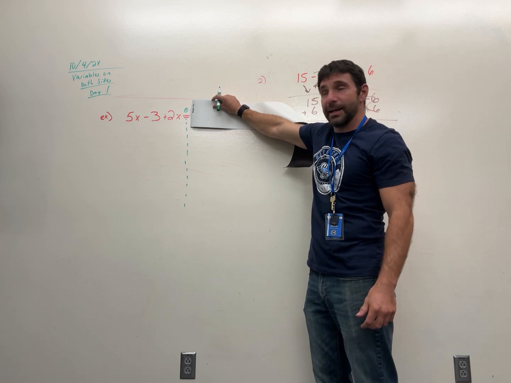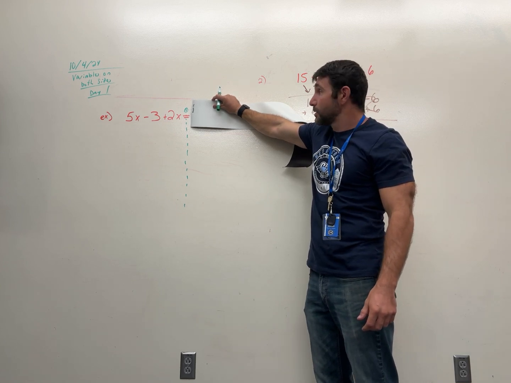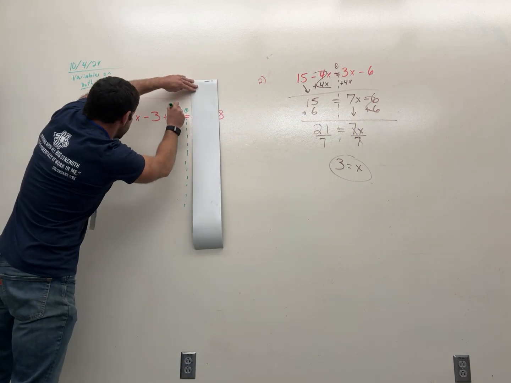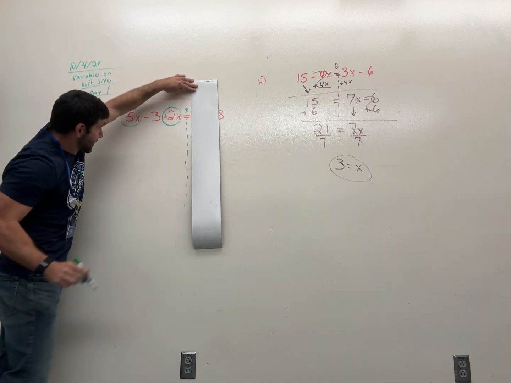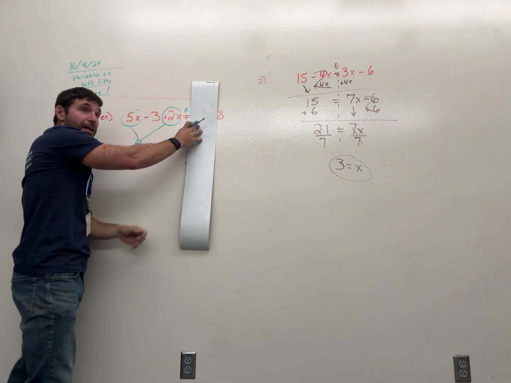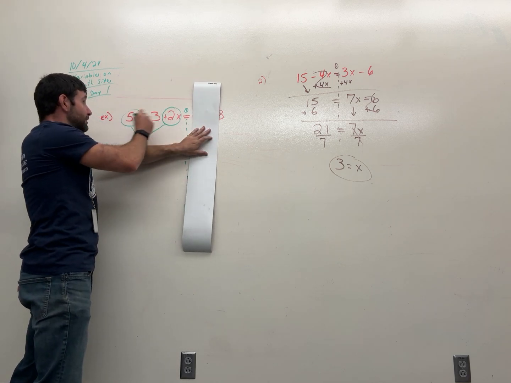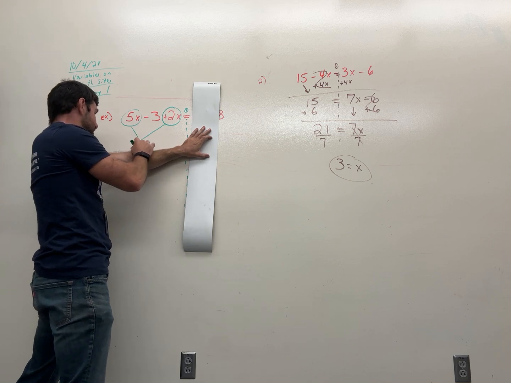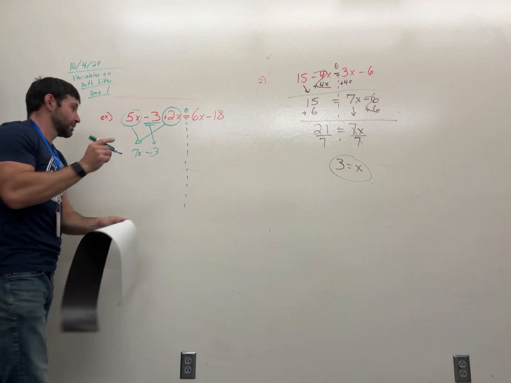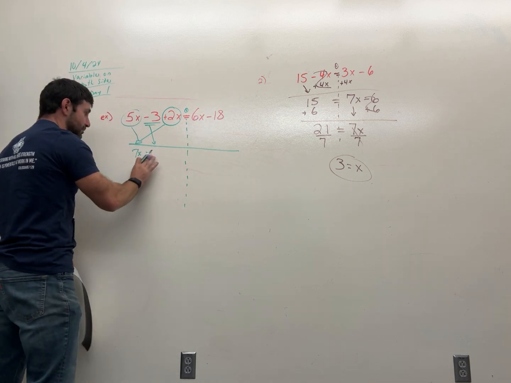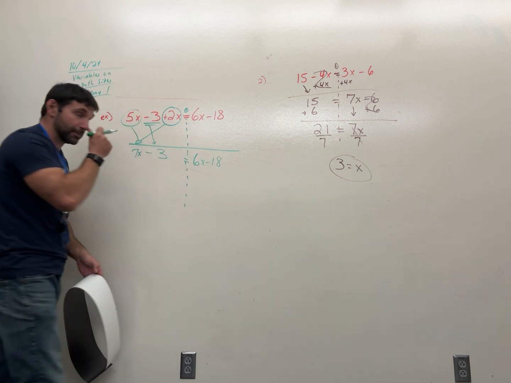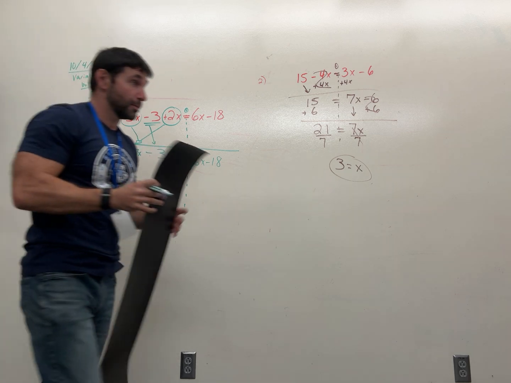What can I combine on that side? 5x and 3, or 2x. 5x's and 2x's. I'm combining my x's. Do not use inverse operations when we're talking about the same side. 5x plus 2x is 7x. Negative 3 comes down. Equals, all of this comes down. We want it to be in the same line. Okay?